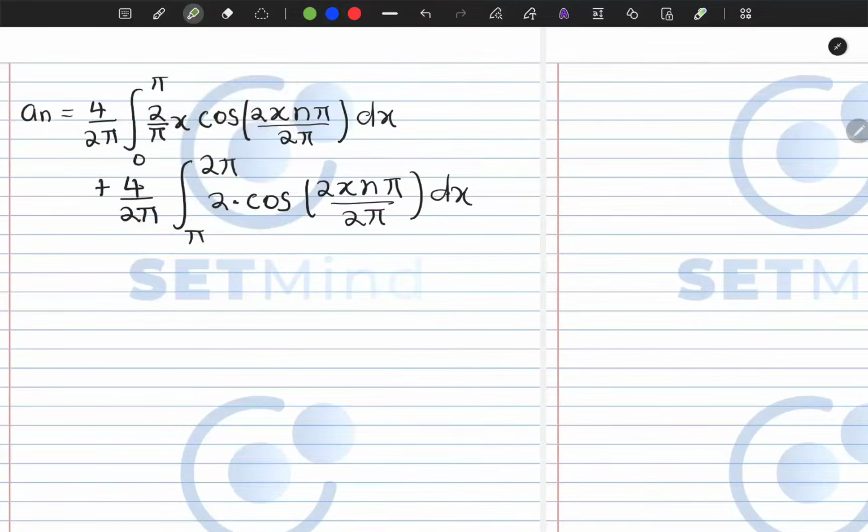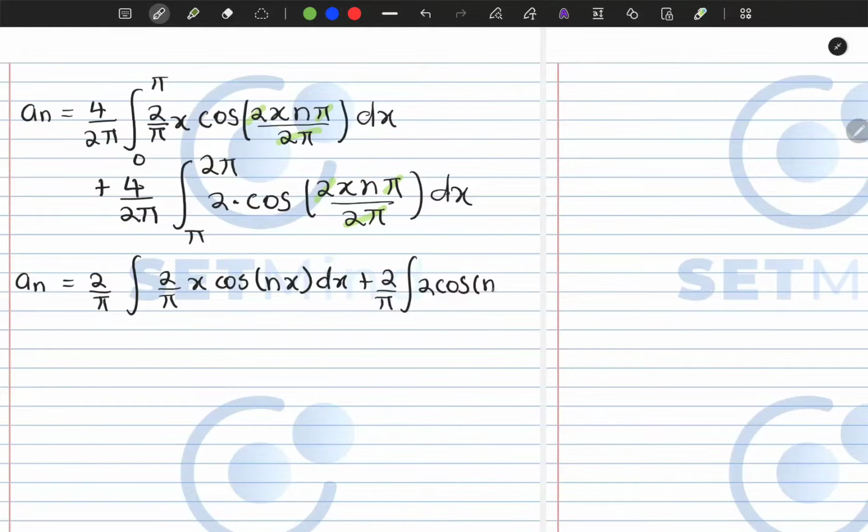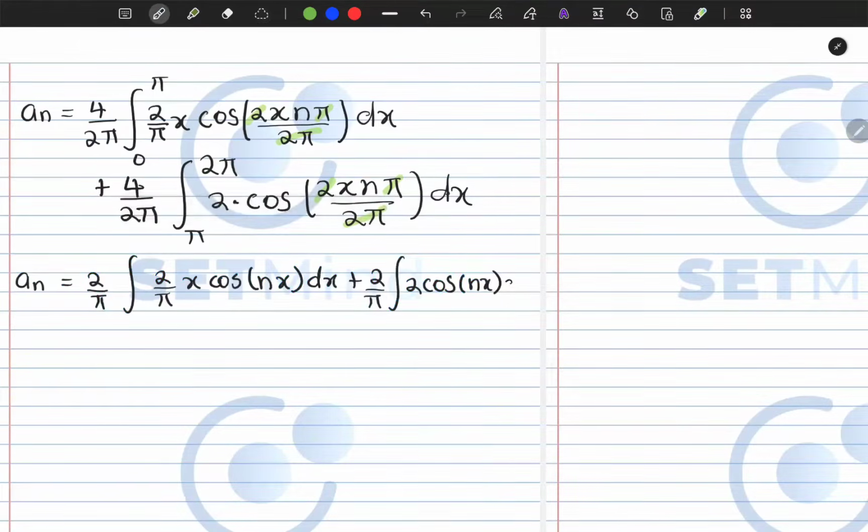If you observe carefully, there's going to be cancellation. The 2 pi will cancel with that, and the 2 pi will cancel with that. So what we are left with inside there will just be an equals 2 over pi, the integral of, in our case here, I'll leave it as 2 over pi times x, then cos of nx dx, plus 2 over pi, the integral of 2 cos of nx dx. And let's put in the limits.